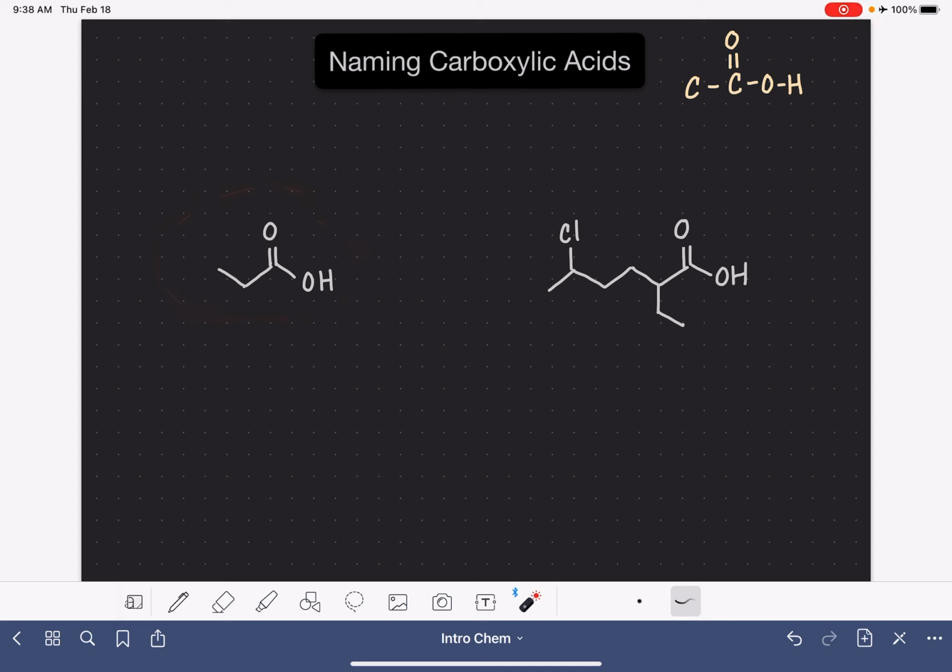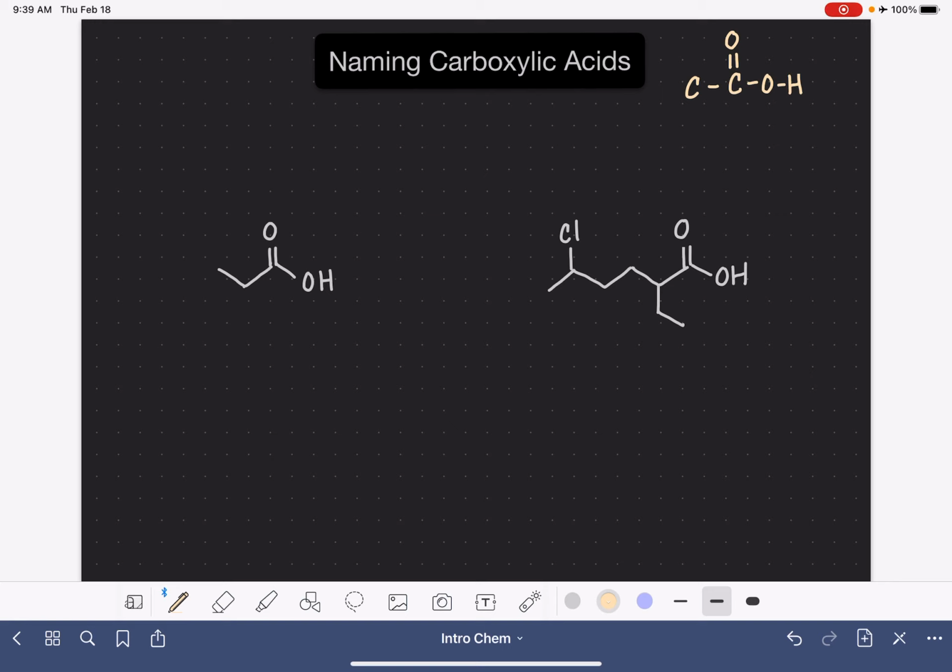simple example. When we're naming a carboxylic acid, our first step is to find the longest continuous chain of carbon atoms that includes the carbon of the carboxylic acid. So this carbon atom has to be part of the longest chain, and we just find the longest chain that includes this guy. For this molecule, this first one's very simple. It's just a 3-carbon chain right there.